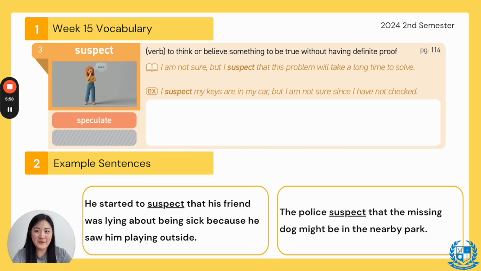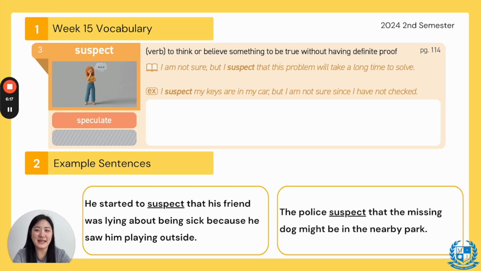Number 3, everyone say suspect. Suspect. The synonym is speculate, and the part of speech is a verb. It means to think or believe something to be true without having definite proof. We're not 100% sure, but we're guessing here.